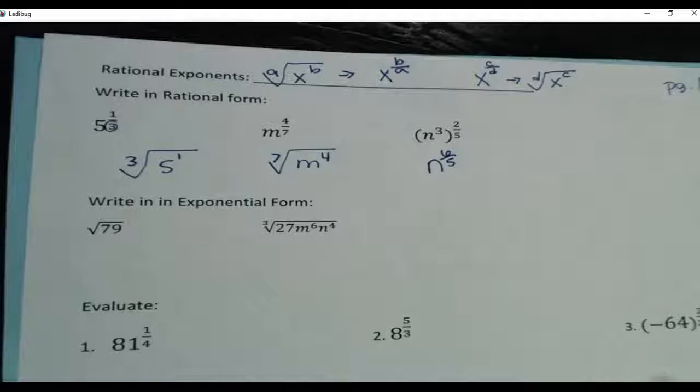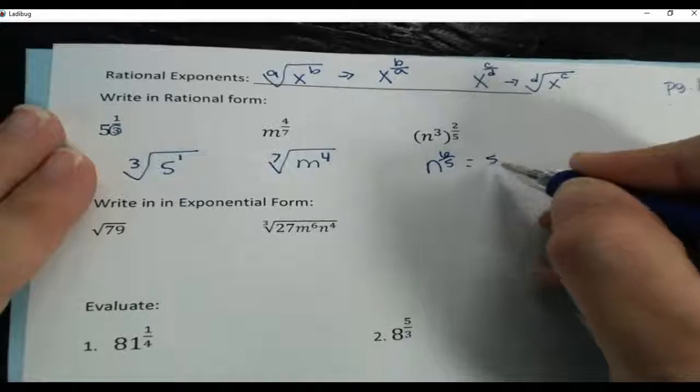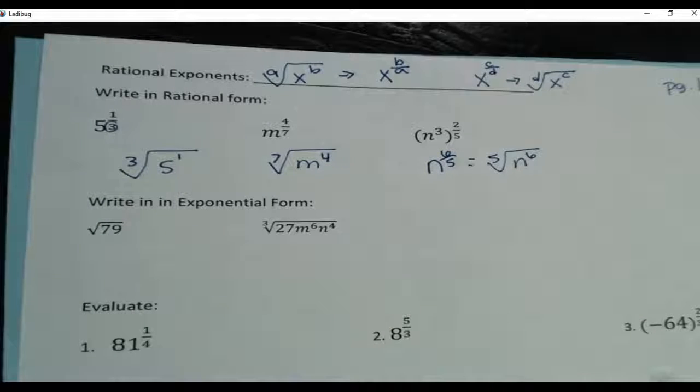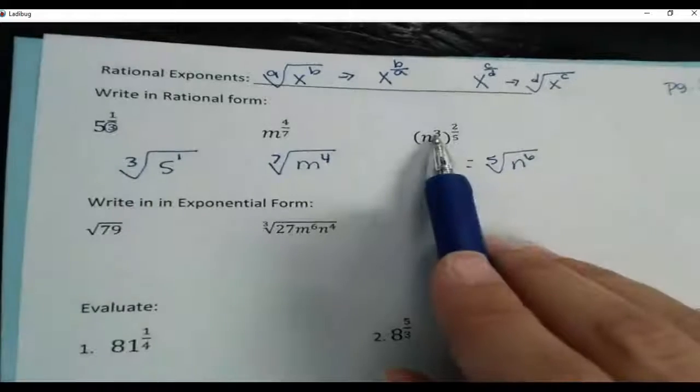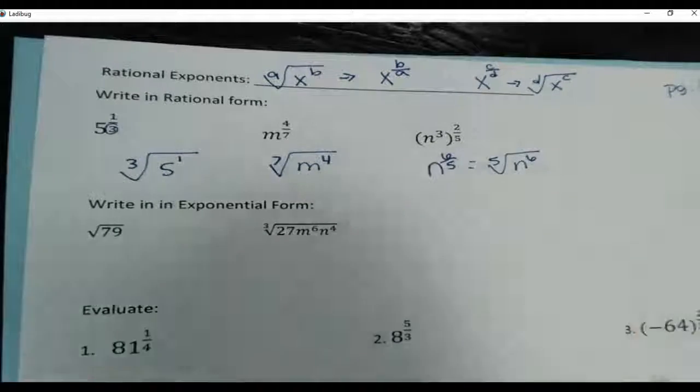And now the 6 stays where it is, and that 5 moves out front. So the 5th root of n to the 6th power. Okay. So same rule as yesterday, power to a power, multiply, and then you just change it. Now if it doesn't say change it, you don't have to change it, but this one it did. So. Questions?